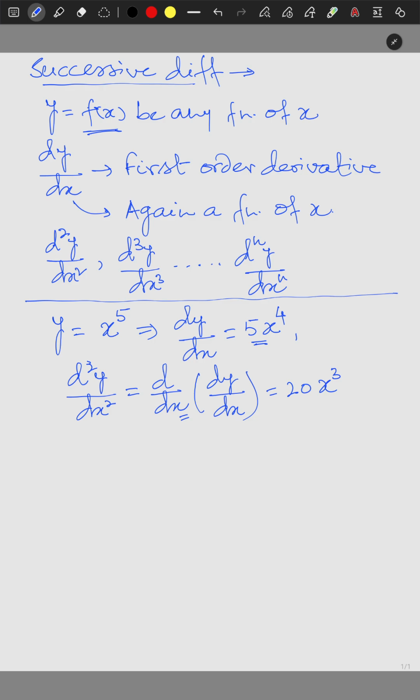So this is how we can find the higher order derivatives of any function. Again, this function should satisfy all the conditions of differentiability. It should be differentiable, only then can we perform this process and find the higher order derivative.